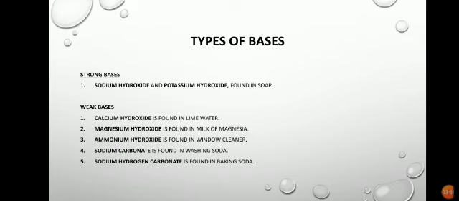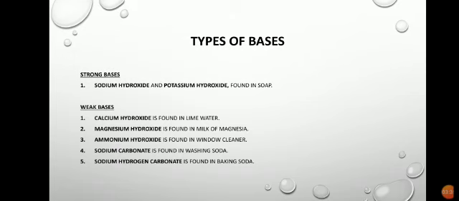Next, weak bases. What are the examples of weak bases? Here you see calcium hydroxide. Where is it found? It is found in lime water, okay. Magnesium hydroxide is found in milk of magnesia. What is milk of magnesia? It is a kind of antacid. When people suffer from acidity due to excess secretion of hydrochloric acid in our stomach, they consume this antacid in order to neutralize it, okay.